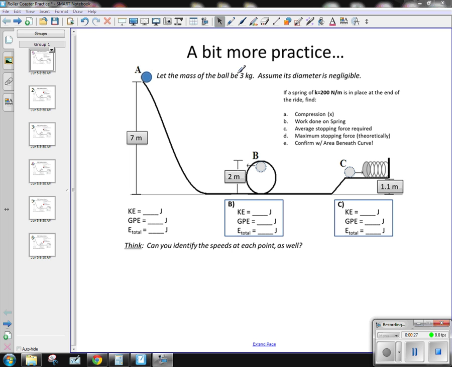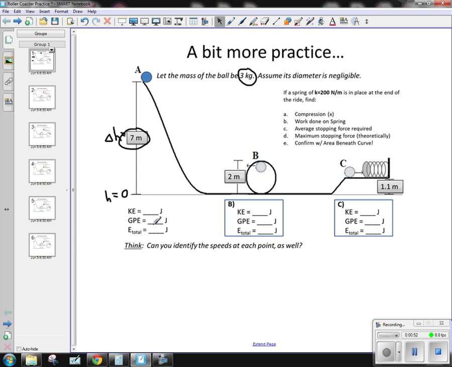I told you the mass, 3 kilograms. We have the height. This is h, or if you like, delta h. It's the potential change in height that it can go through. This is our ground level. I'm just going to say h equals 0. And we can forget about the whole rest of the coaster for a second.